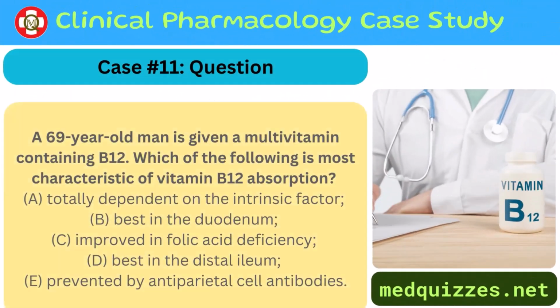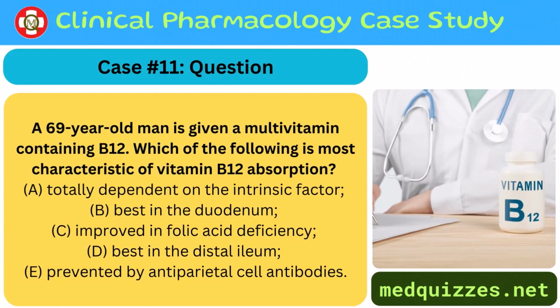Case number 11, a 69-year-old man is given a multivitamin containing B12. Which of the following is most characteristic of vitamin B12 absorption? A. Totally dependent on the intrinsic factor, B. Best in the duodenum, C. Improved in folic acid deficiency, D. Best in the distal ileum, E. Prevented by antiparietal cell antibodies.